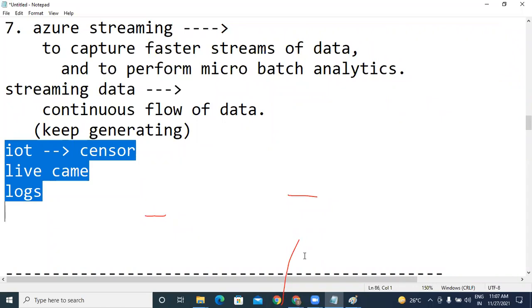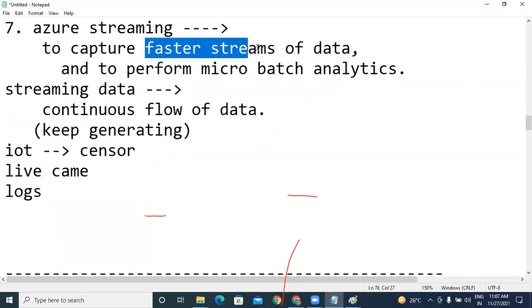Did you understand? Got it? In a second, millions of records are generated. With how much speed their logs are generating, with that much speed, there should be a weapon to capture them. That is what the meaning of the first line. To capture faster streams of data.